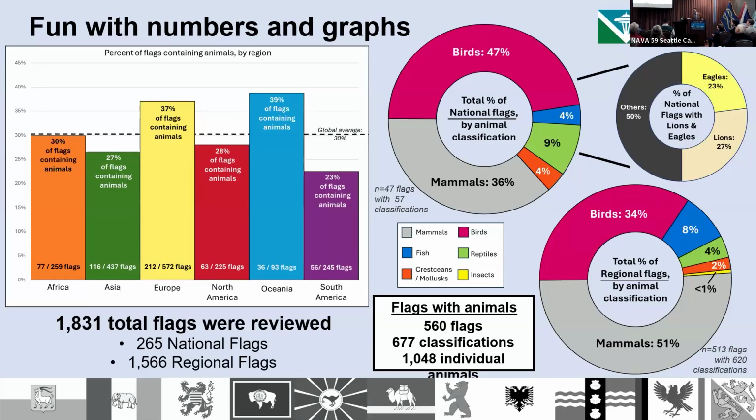And then you also start seeing a lot more diversity. So you see 1% insects, 2% crustaceans and mollusks. You see a higher volume of fish on regional flags.